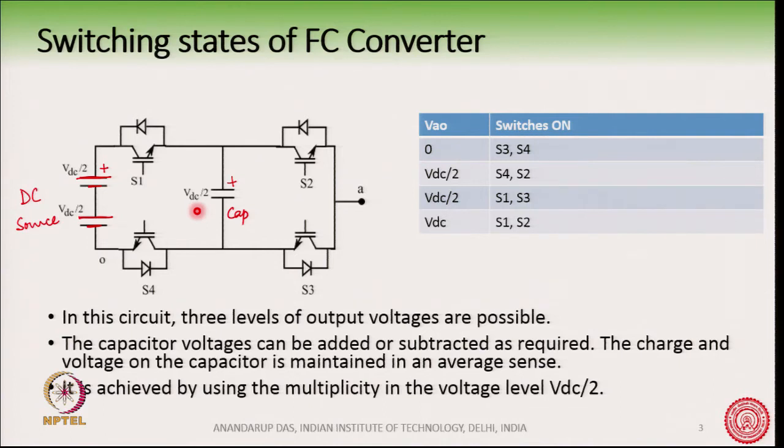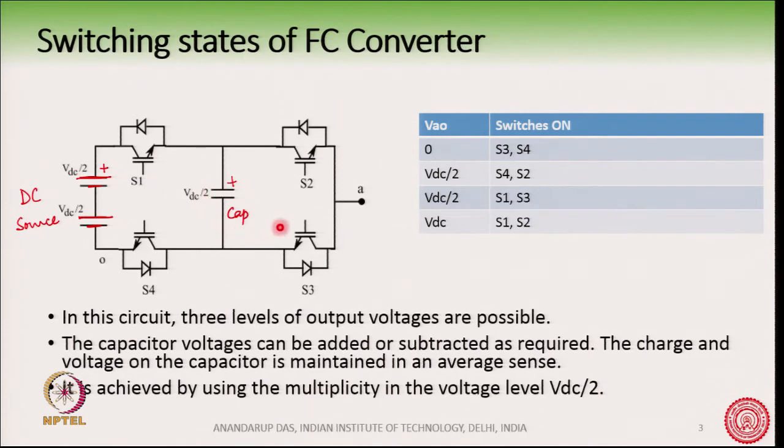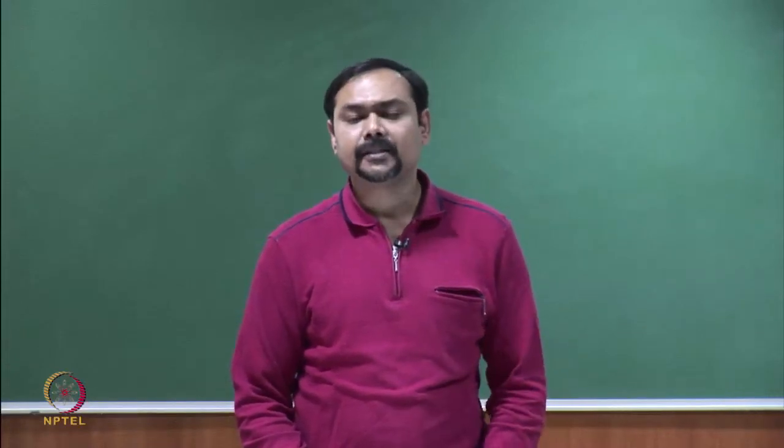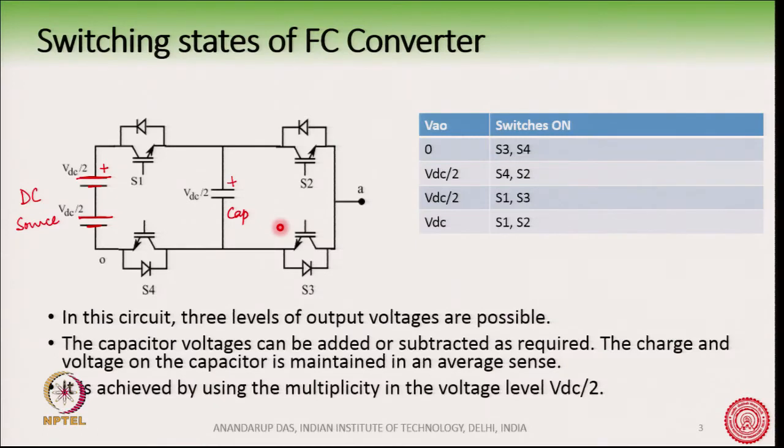So, by this method we are getting 3 levels of voltages between A and O, and so this will produce 3 levels of output voltage. Now, you can easily understand that this capacitor is not a stiff source. So, when the current is flowing through the capacitor, it will either charge up or discharge. Therefore, in order to keep the voltage at VDC by 2, we must maintain the voltage on the capacitor in an average sense.